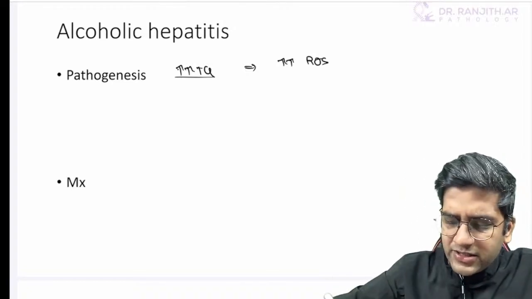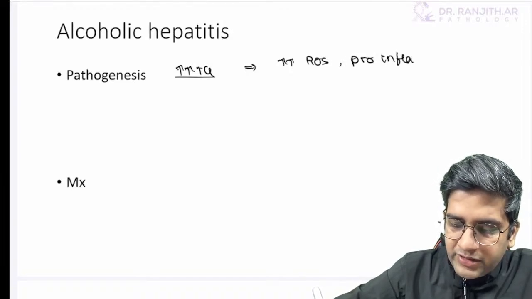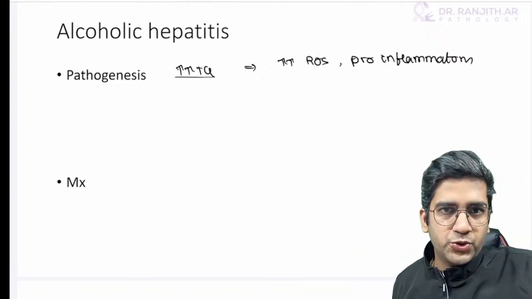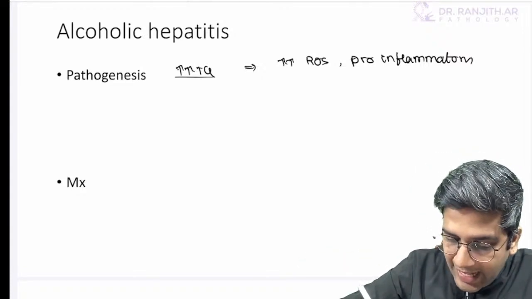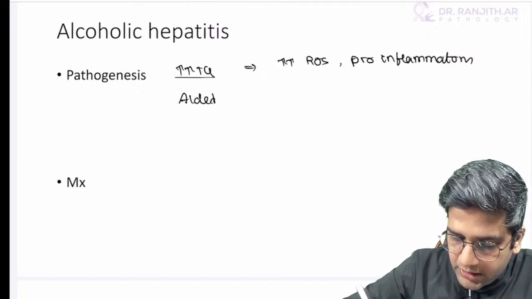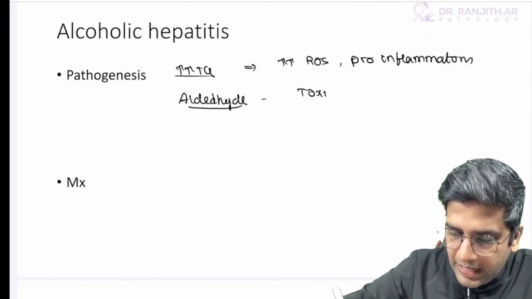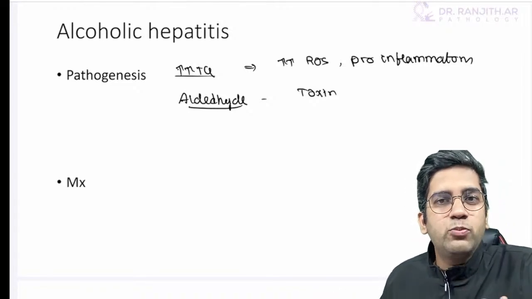It will definitely increase the pro-inflammatory cytokines. More pro-inflammatory cytokines will be there, and when there's more pro-inflammatory cytokines, obviously you will have more reactive oxygen species, which will cause damage. That's first. Second, the aldehyde which has been produced. Aldehyde per se is a toxin. Aldehyde is the one which destroys your liver, destroys your heart, destroys almost everything.